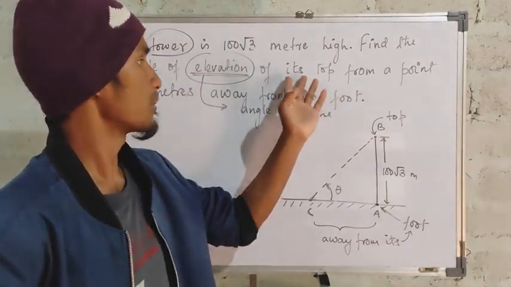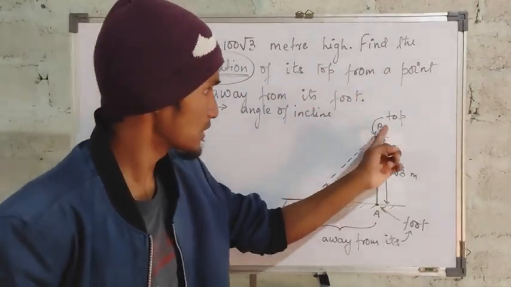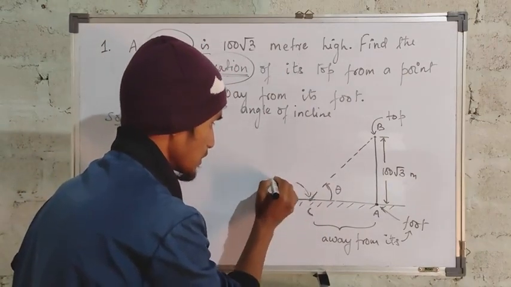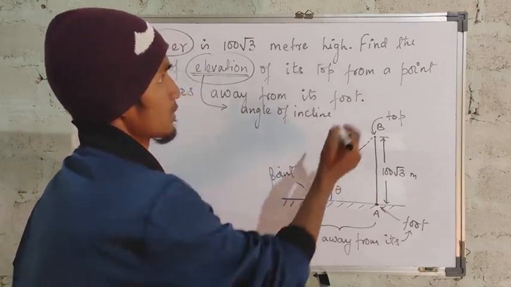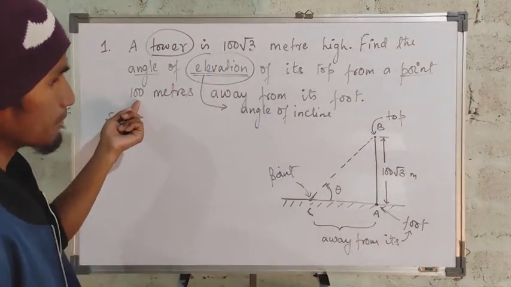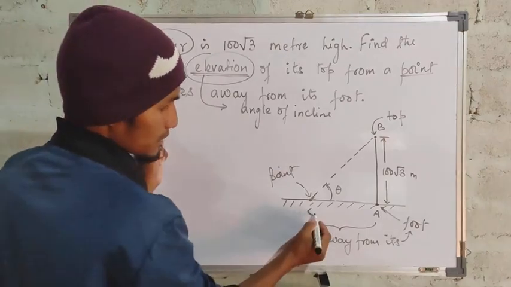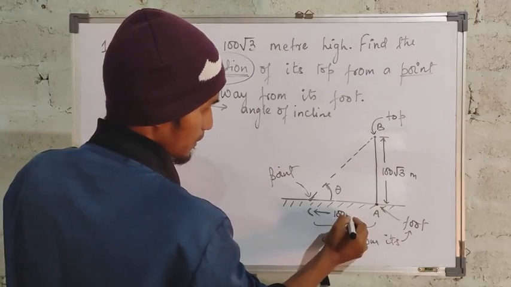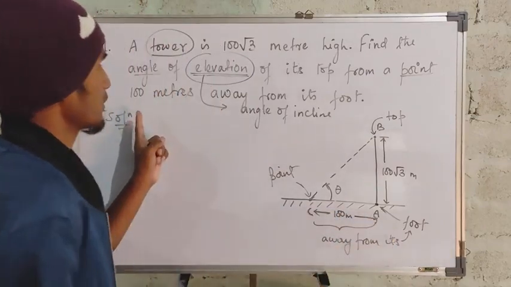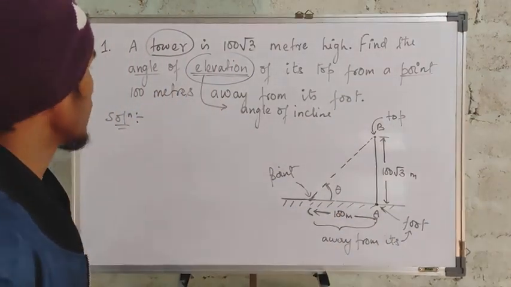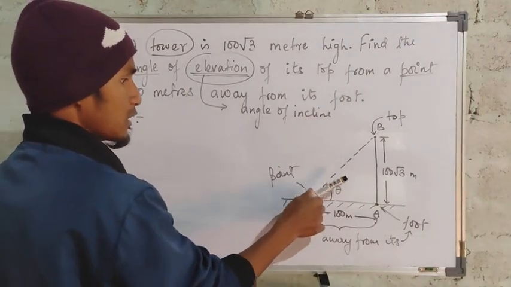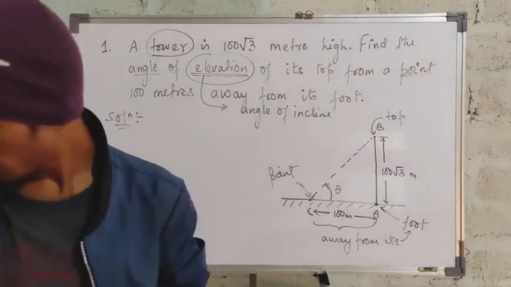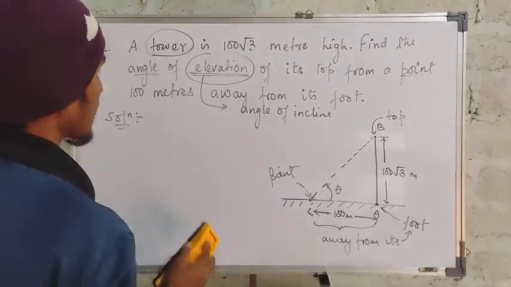Okay, let's look at the complete question quickly. Of the top, this is the top. From a point, consider this is that point. From a point 100 meter away from its foot. How much is the distance from here to here? 100 meter away from its foot. Then find the angle of elevation. From this point, the angle of inclination is this one. Now we just need this diagram.